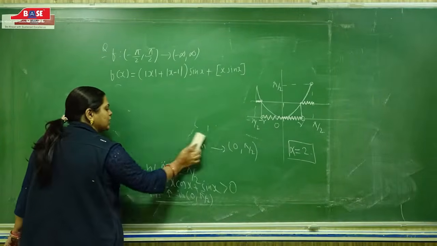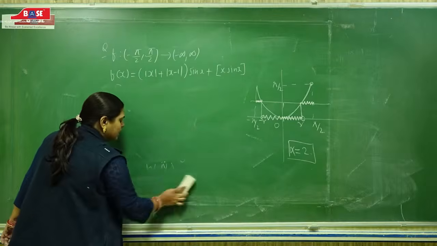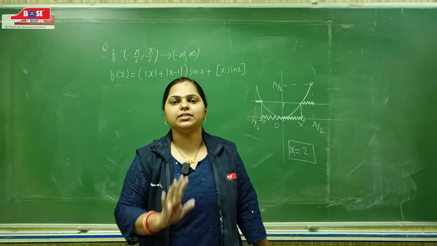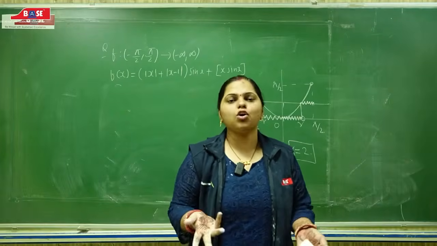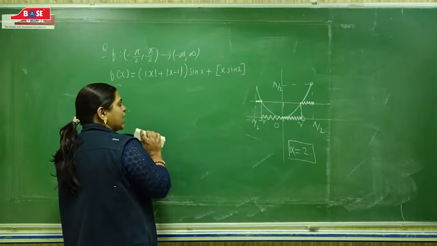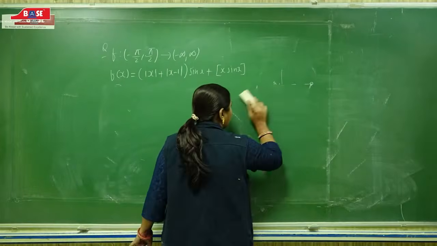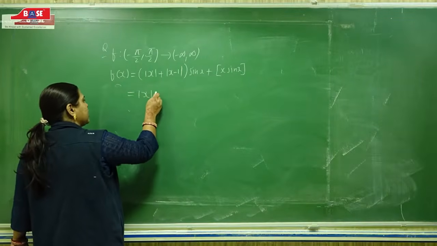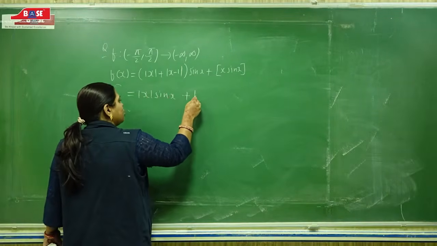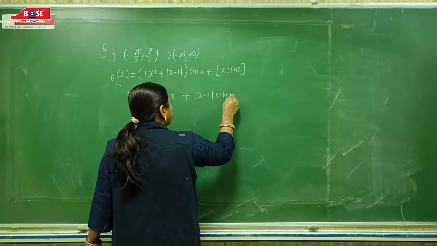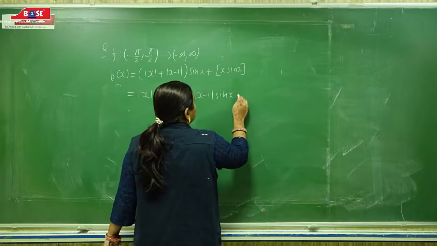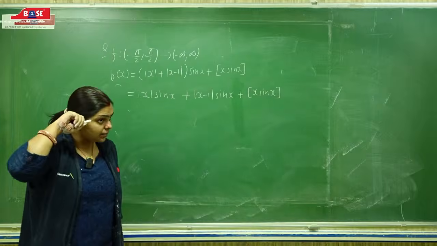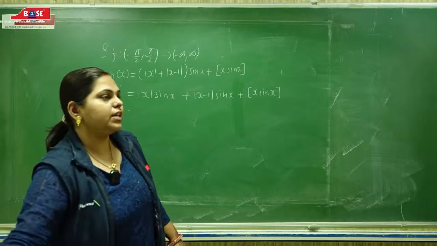Now we need to see the other part. Since the other part contains mod, what you have studied in your class is that mod of x is not differentiable at x equal to 0, because there is a sharp edge, a corner point over there. So I will write this as mod of x into sine x, plus mod of x minus 1 into sine x, plus greatest integer of x into sine x.